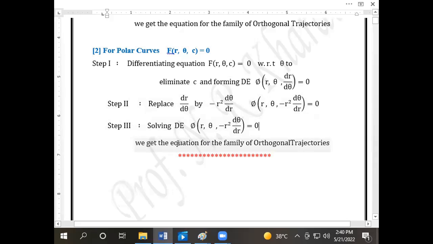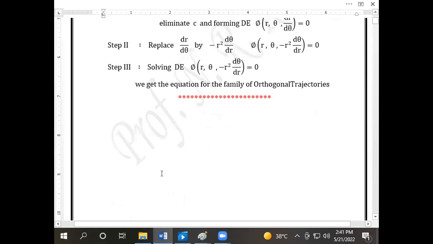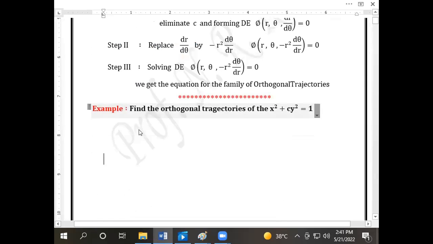These are the two different ways to find the orthogonal trajectory of the given equation, if it is present in Cartesian form or in polar form. We will see one example of this type. Find the orthogonal trajectory of the curve, and that curve is x square plus c y square is equal to 1.